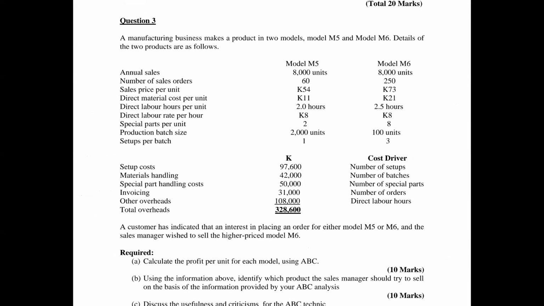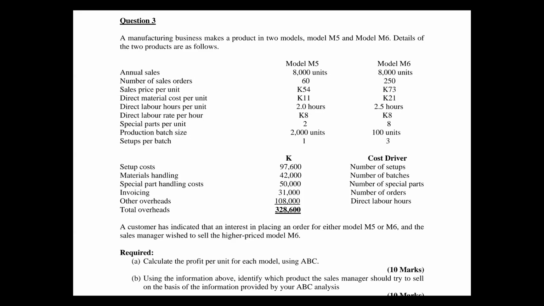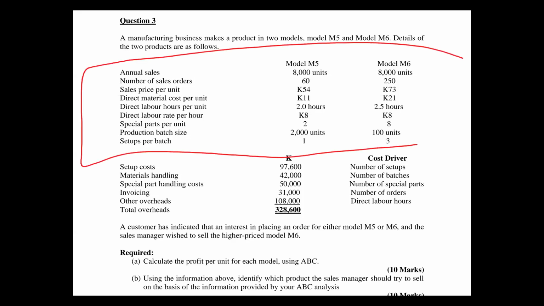activity-based costing, ABC. So you're provided this question with the 2 types of product, model M and model 6. You are given all the necessary data. I know this time around you don't yet know how to deal with this data. I'll show you how to play with it.